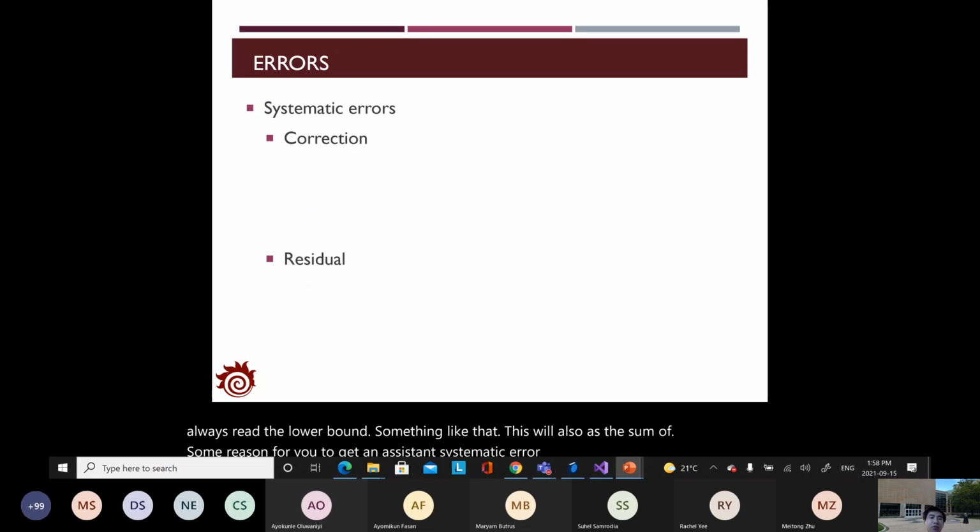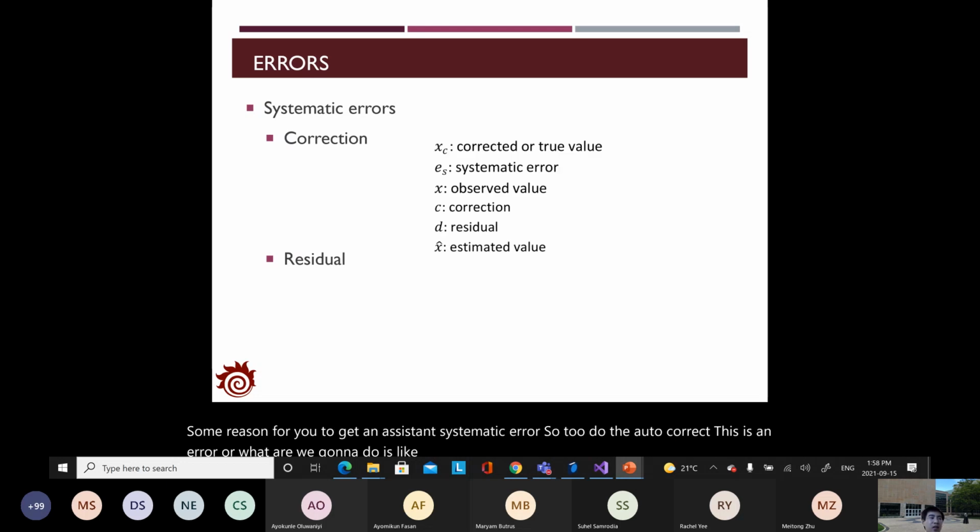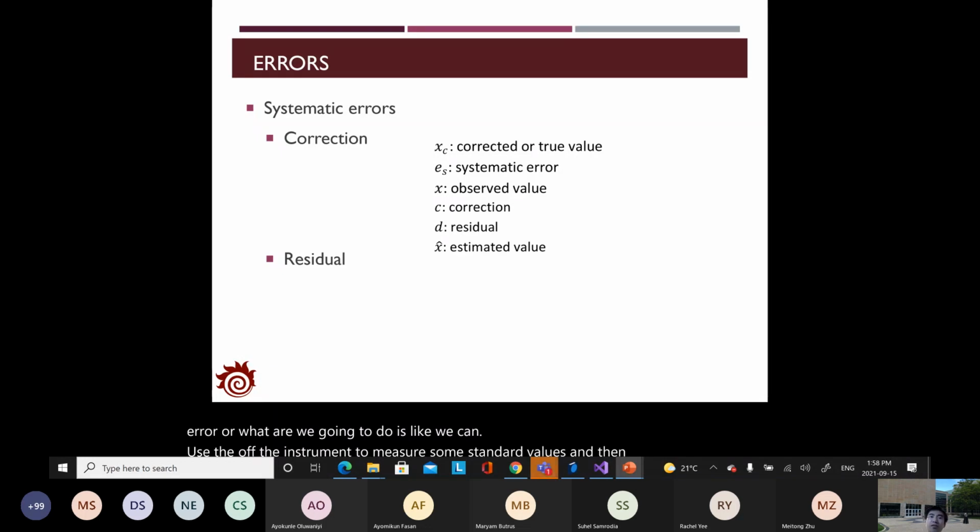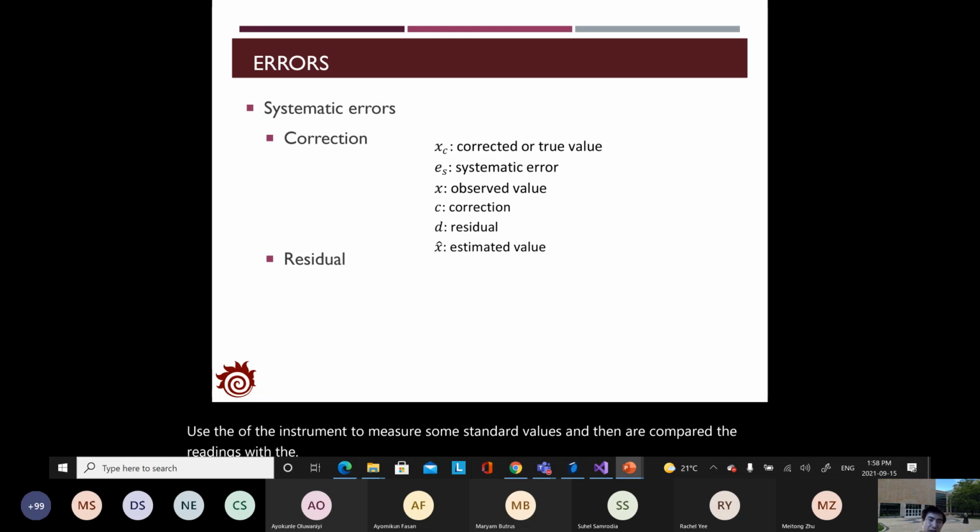So to correct the systematic error, we can use the instrument to measure some standard values and then compare the readings with the true value. With that, we are able to identify the differences, and then use these differences, which we also call the correction, to modify the observations in future projects. With that, you are able to fix those systematic errors.